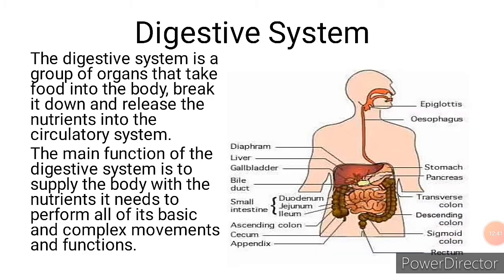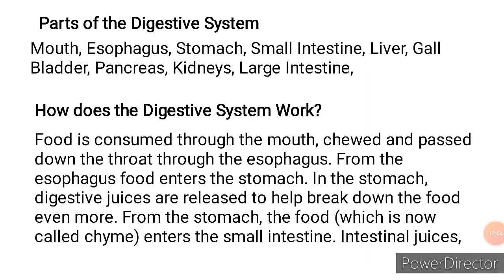All right. Let's now look at the digestive system. The digestive system already begins from the mouth, is it not? Yes. And then goes to the stomach. You have the major organs there: the mouth, esophagus, stomach, small intestine, liver, gallbladder, pancreas, and then your large and small intestine.